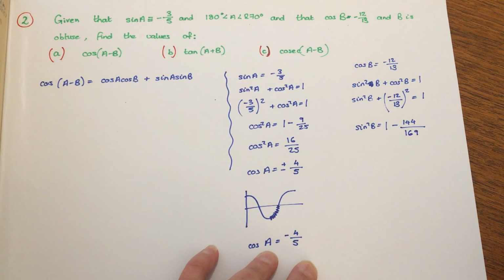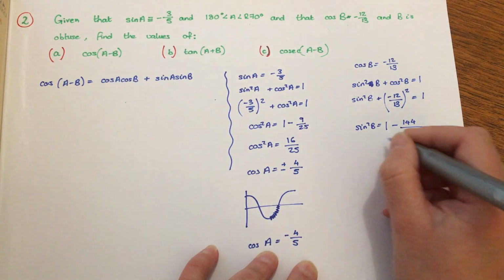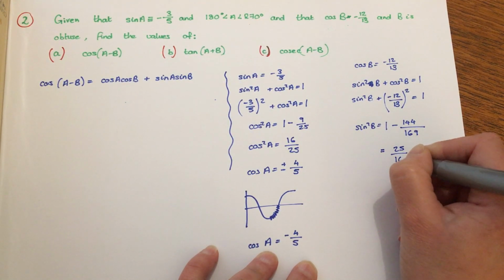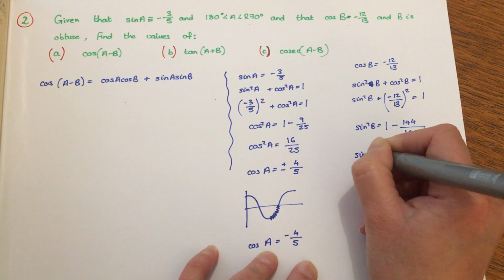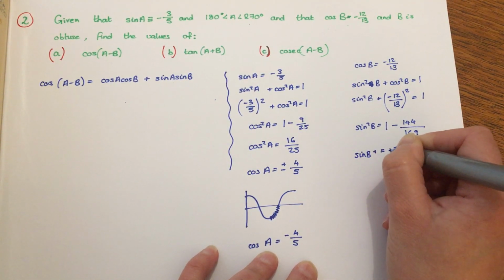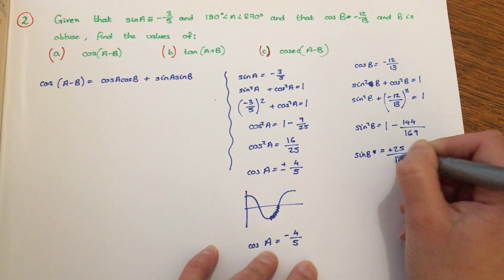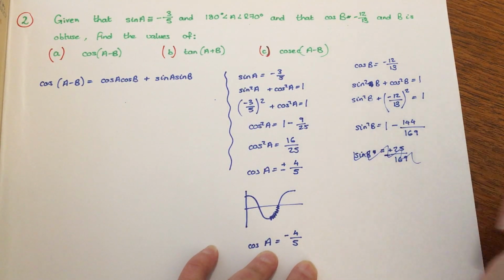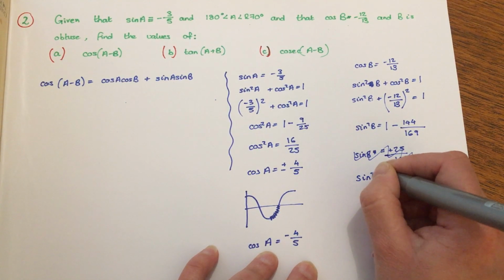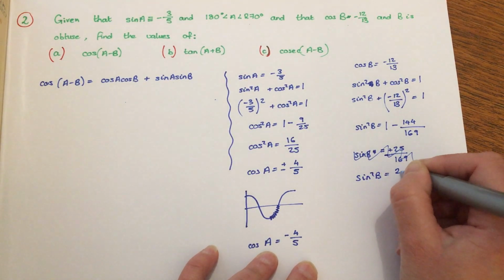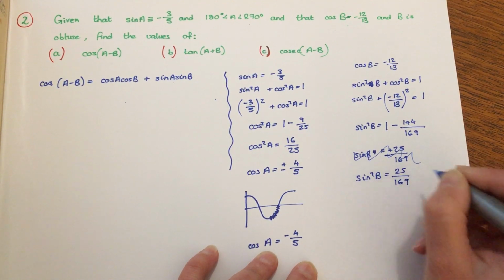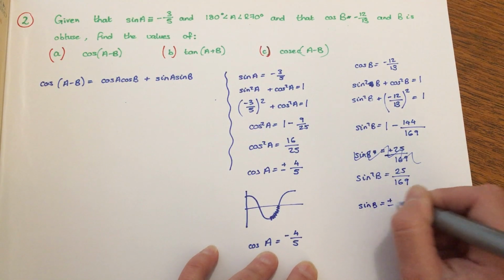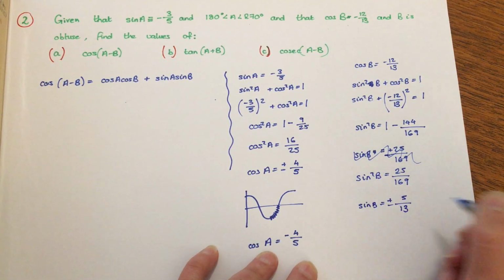Over 169, which would be, what's 25. So sine B is positive or negative. You can't see that very well. Positive or negative. Right. Sine squared B is 25 over 169. So if I root both sides, sine B is positive or negative 5/13. Apologies.